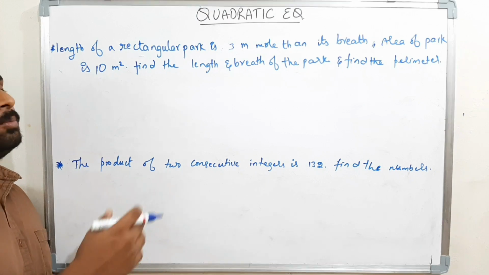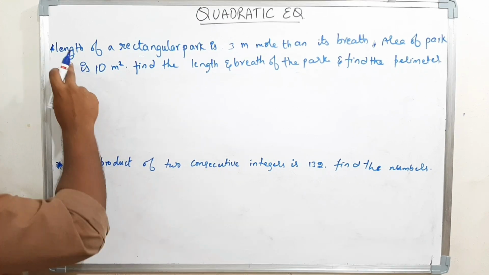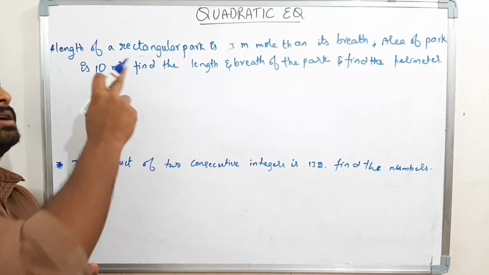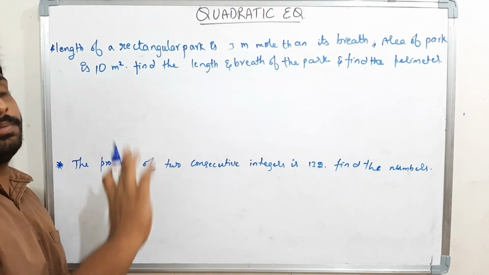Okay, now we will see a few problems on sentence-based equations. The length of the rectangular park is 3 meters more than its breadth. The area of the park is 10 meters square. Find the length and breadth of the park and find its perimeter.